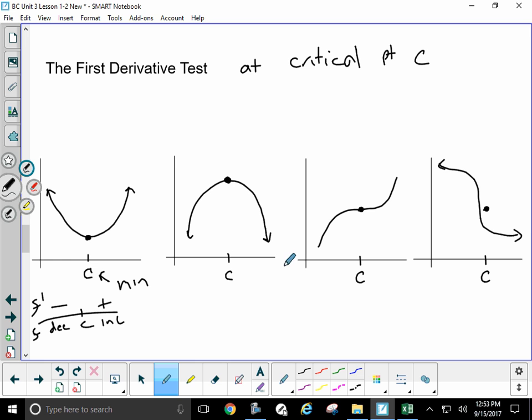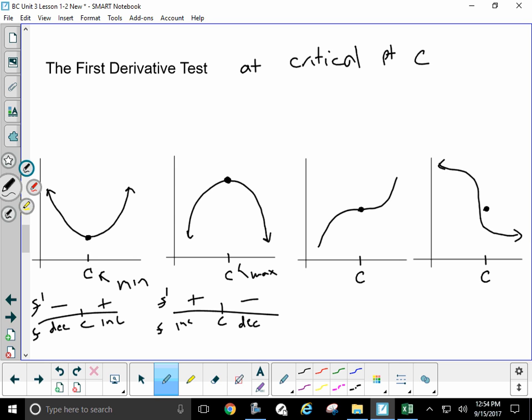Here, we have a max, but what are the signs of the first derivative doing? They're going from positives to negatives. You can see the positive tangent slopes, negative tangent slopes. That means f is going to increase and decrease from left to right, increasing to decreasing. C is going to be the location of a max.